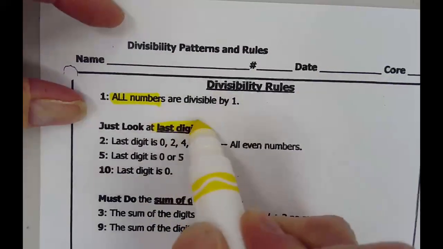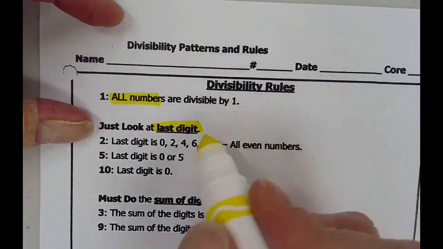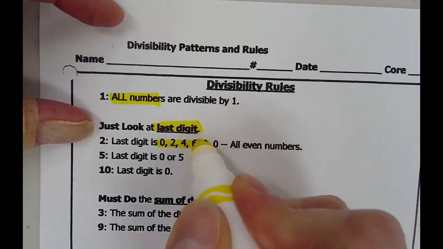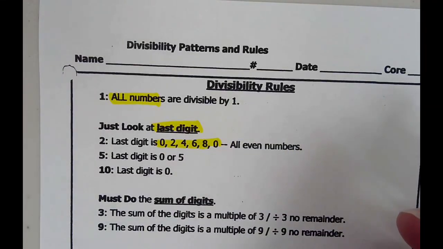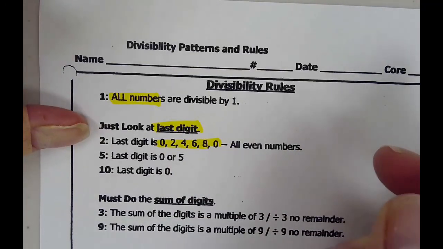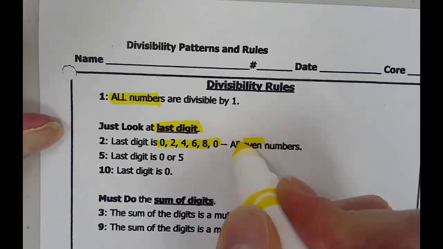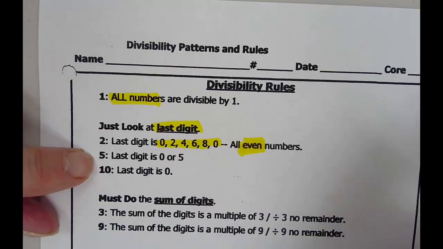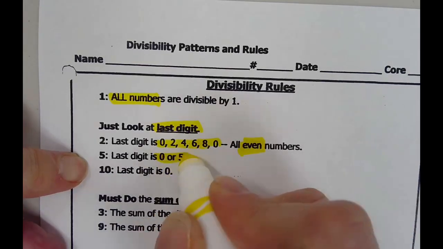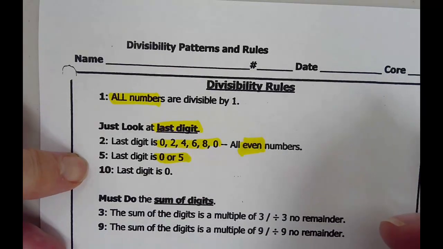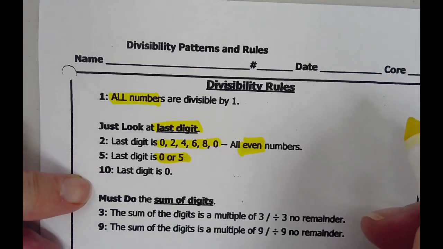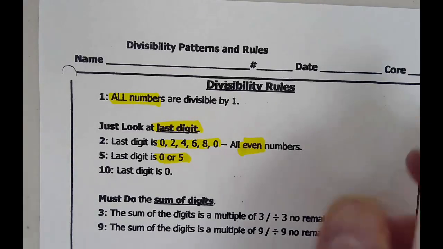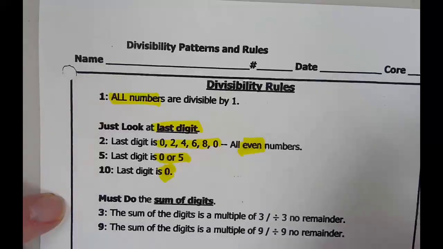Okay, so looking at the last digit, it is divisible by 2 if it ends with 0, 2, 4, 6, 8, or another 0. I only need one. But that makes it a what kind of number? Even. All even numbers are divisible by 2. How do I know if a number is divisible by 5? 0 or 5? How do I know if a number is divisible by 10? Last digit is a 0.